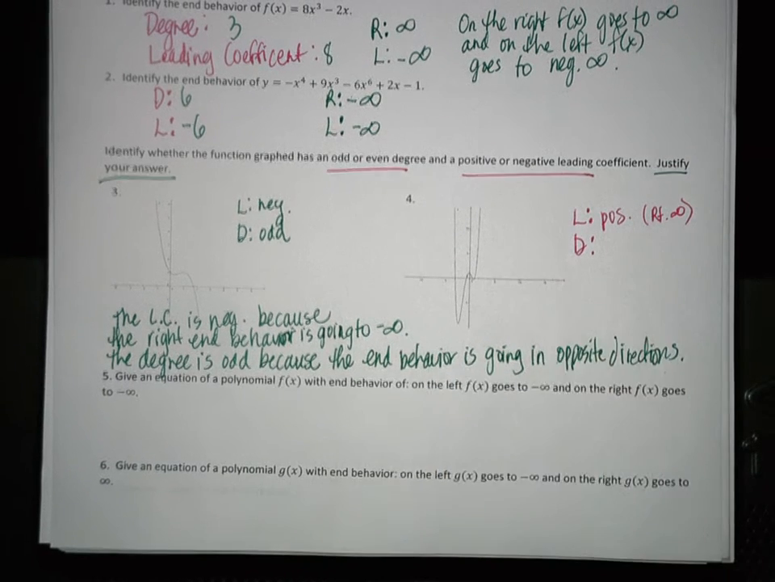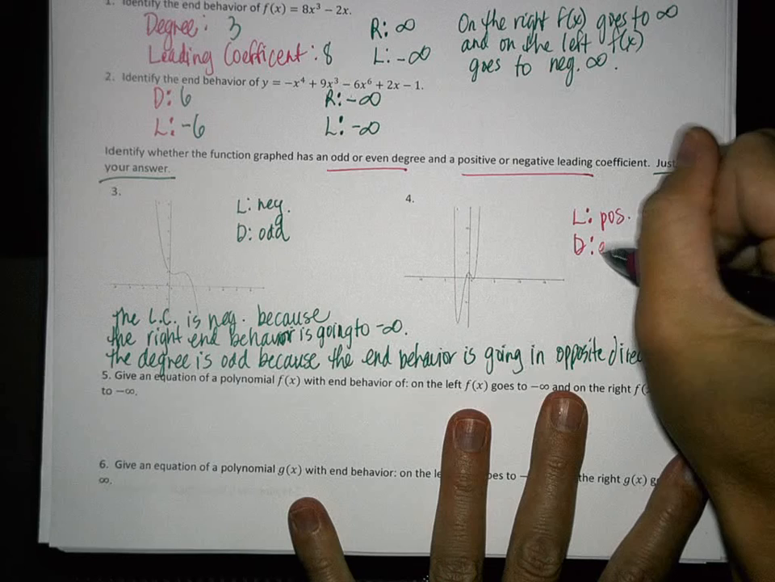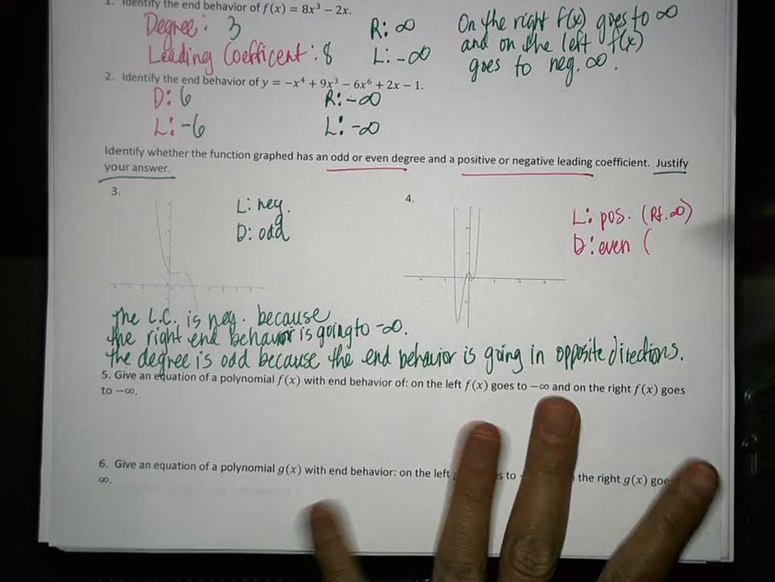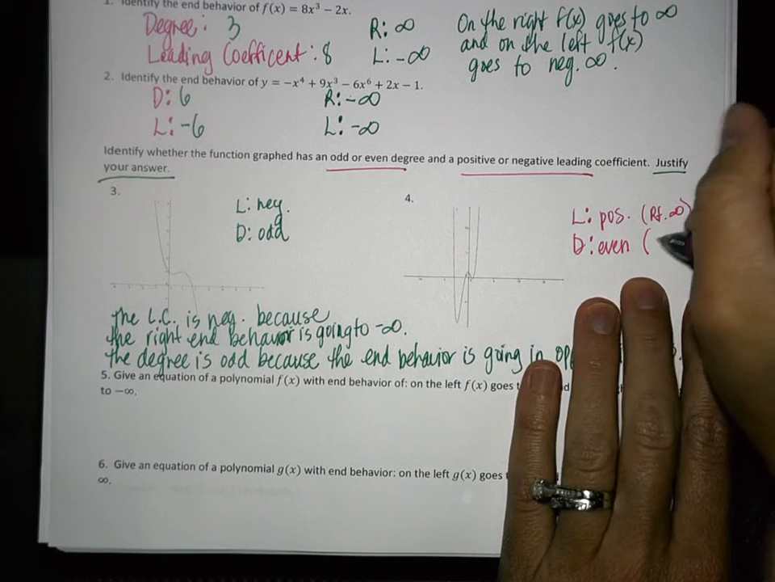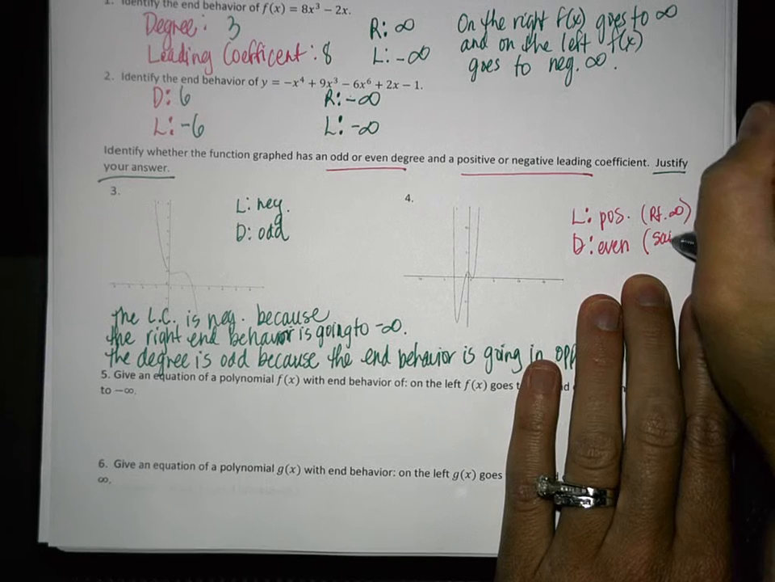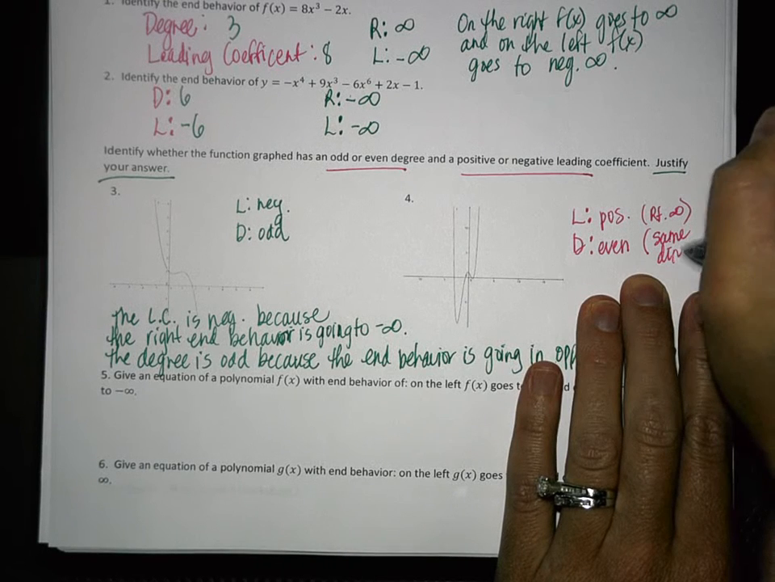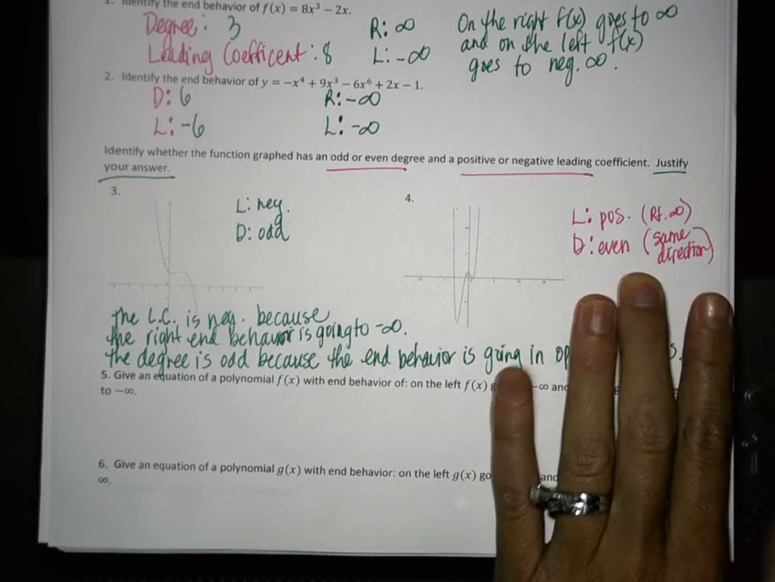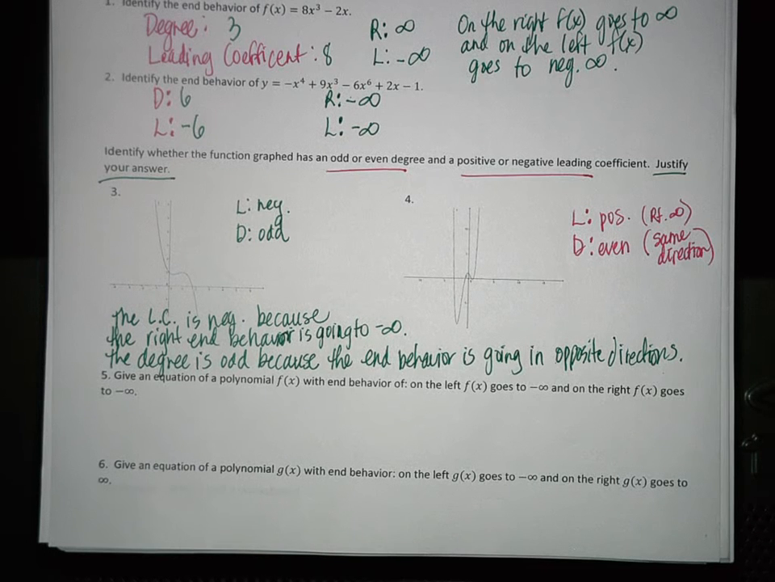And my degree on this function is what, Taylor? Even. Good. And specifically, we know it's even because they're both going in the same direction. Very good. Same direction is how we knew that one. Does anybody have questions there? We're good? Okay. Example 5.